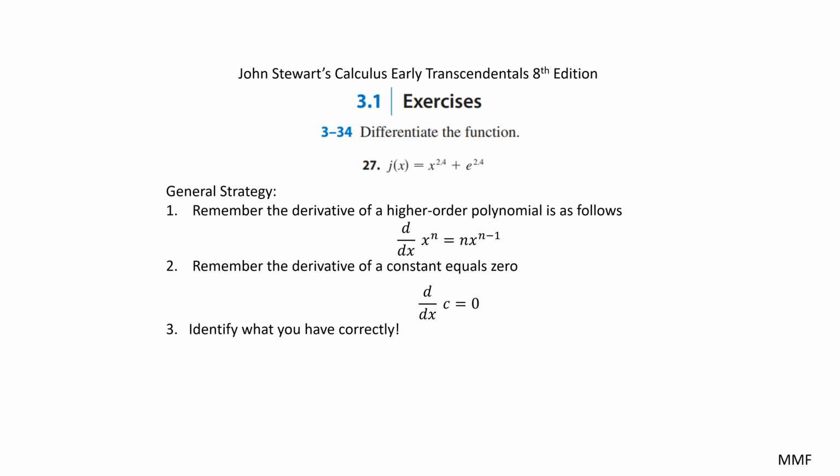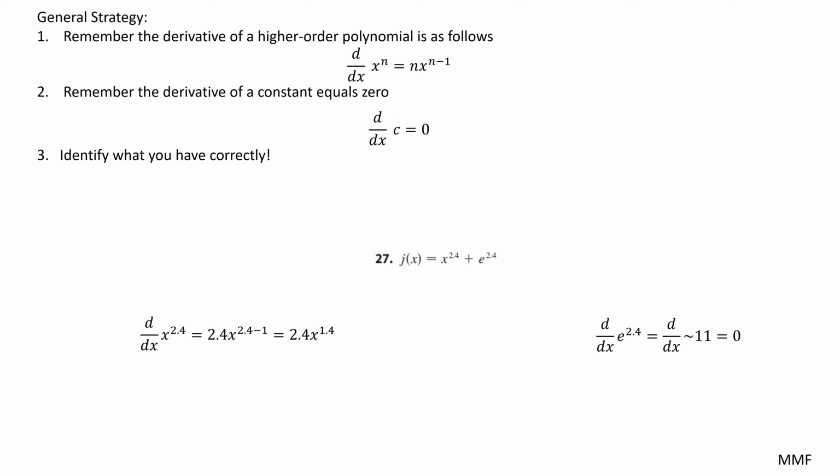The derivative of a higher order polynomial is you just put the power in front and you reduce the power by 1. So even though it's this weird 2.4, you follow the regular procedure and just treat it like normal. So let's start by identifying what we have. We have a constant, and of course the derivative of a constant is 0. E to the power 2.4 is basically like the equivalent of saying take the derivative of about 11. It just goes to 0.